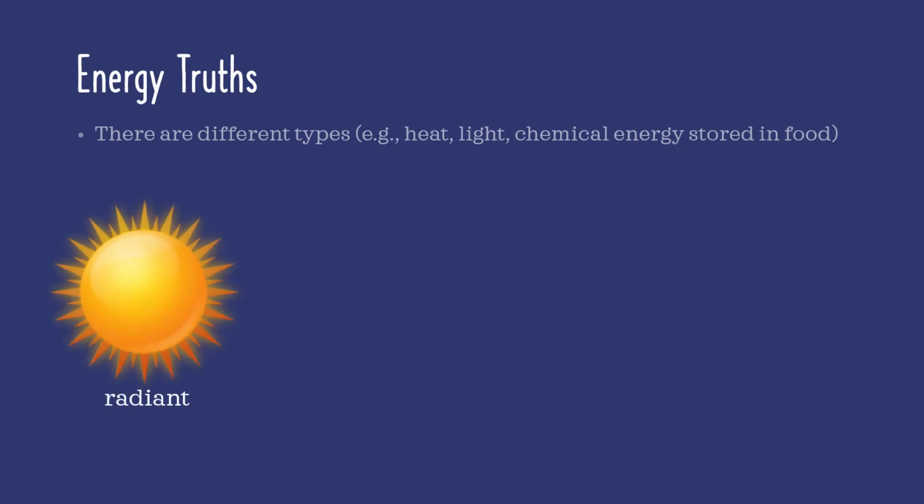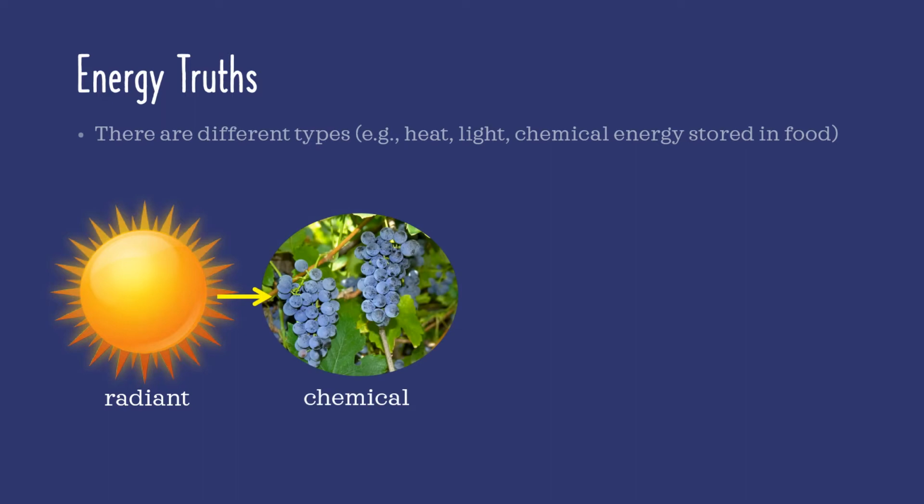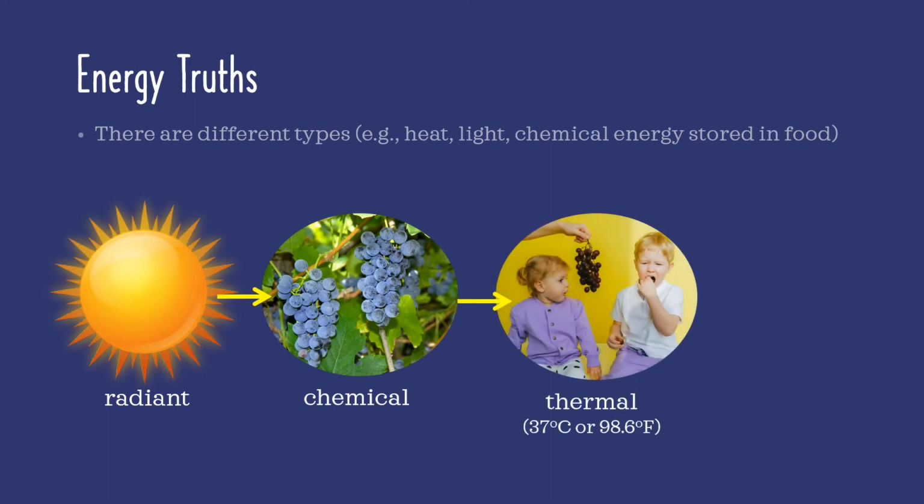Our sun emits radiant energy, which plants capture and convert into sugar stored in fruits. Then, if you eat the fruit, your body performs chemical reactions to convert that sugar into new molecules needed for growth and to maintain a healthy body temperature. Temperature describes thermal energy or heat.